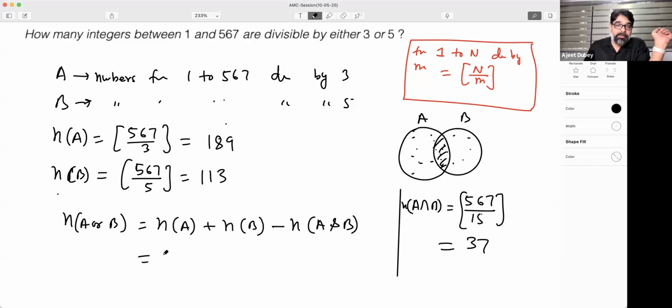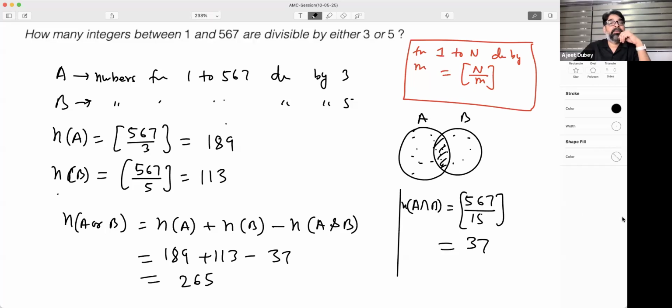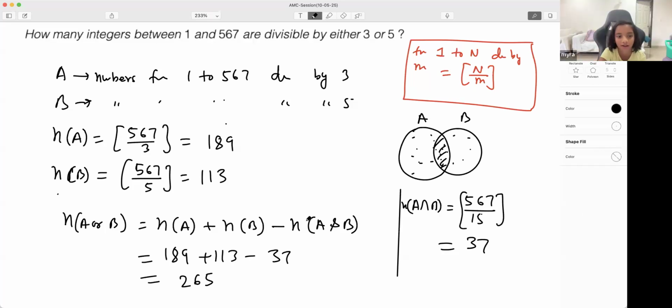37 integer. So I will say 189 plus 113 minus 37. And I guess it will be equal to 265. So I got the same answer. But you didn't send it to me. So I sent it to you. Okay. I got a few wrong at first, but then I got it.